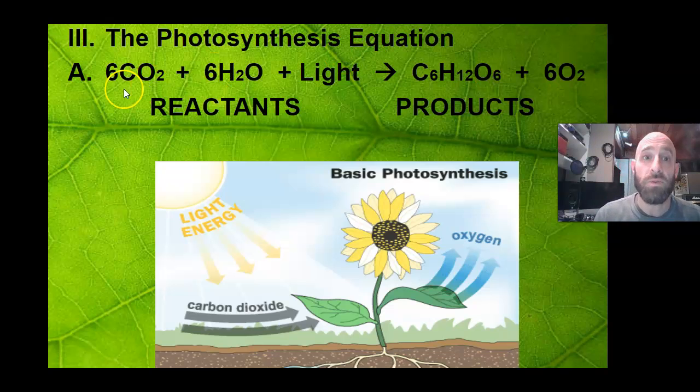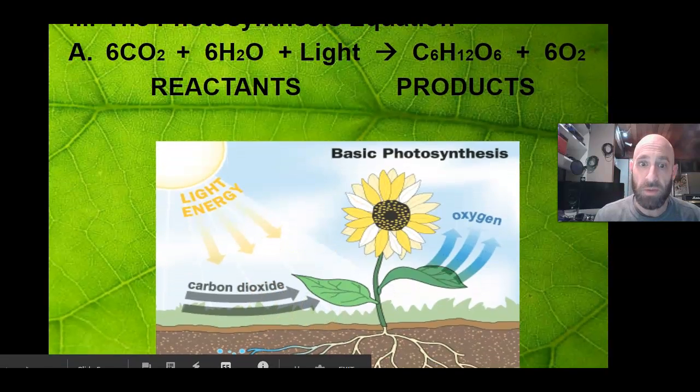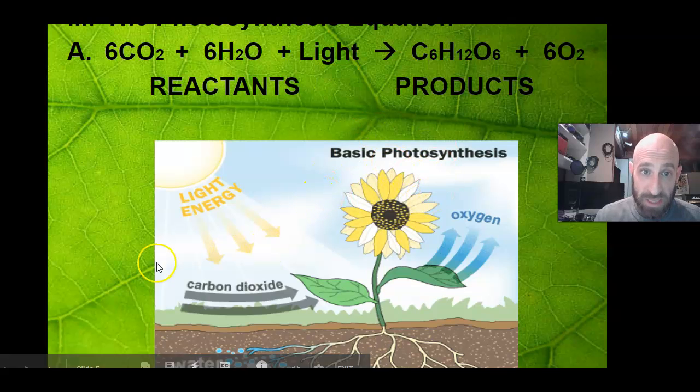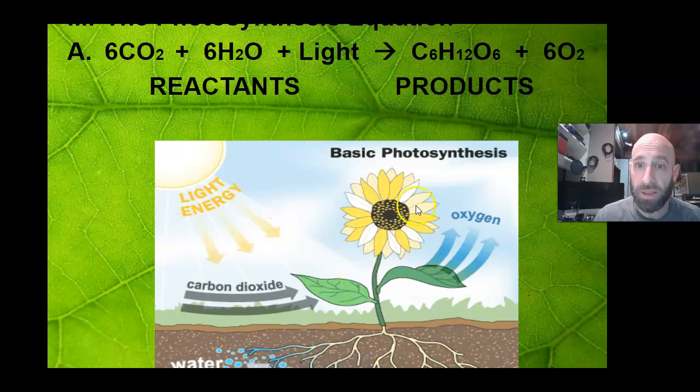So plants have the reactants of carbon dioxide, water, and light, and they go into this equation, and what you get as a product is glucose and oxygen. And down here, that just shows you an image. This is basic photosynthesis. Carbon dioxide and water come in with the energy of the sun, and what you get as a byproduct is sugar for the plant and then oxygen.